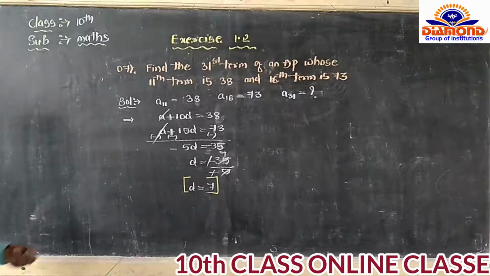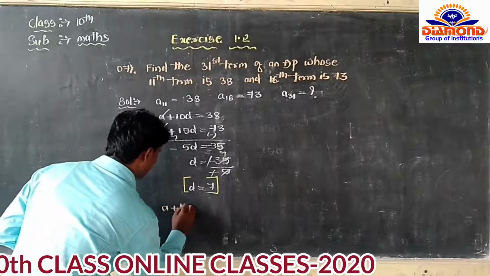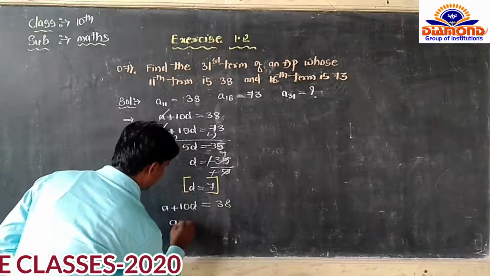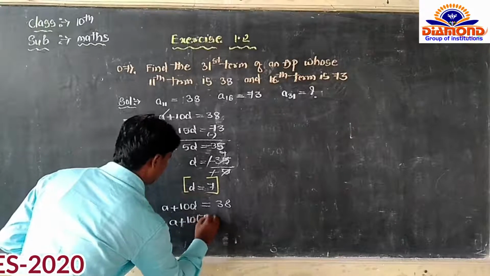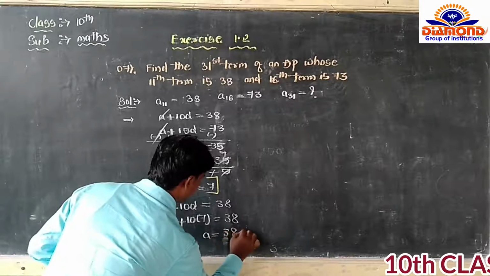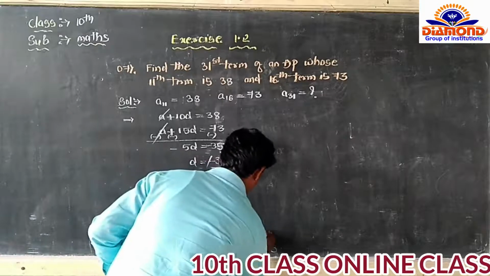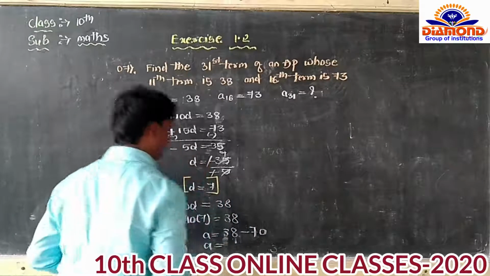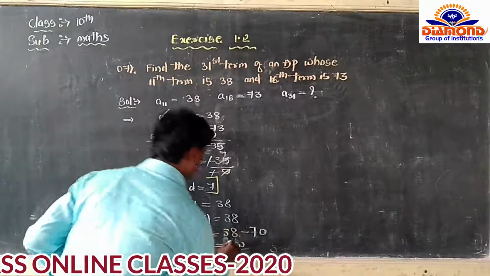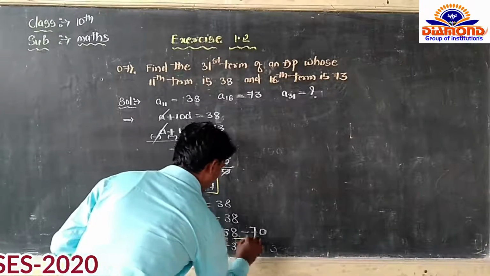Now we will find out a. You can take any one equation. a plus 10d is equal to, I am taking 38. Now a plus 10 into 7 is equal to 38. Then a is equal to 38 minus 10 sevens are 70, that is 38 minus 70, dear students. a value is equal to minus 32. We got the answer here, minus 32, dear students.